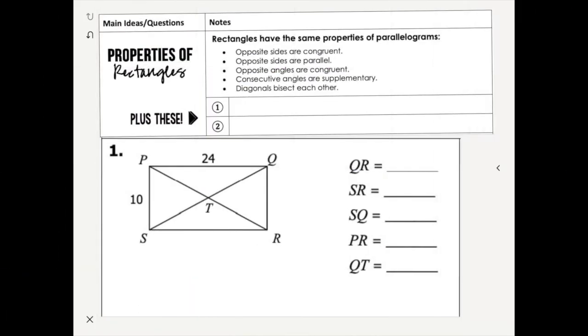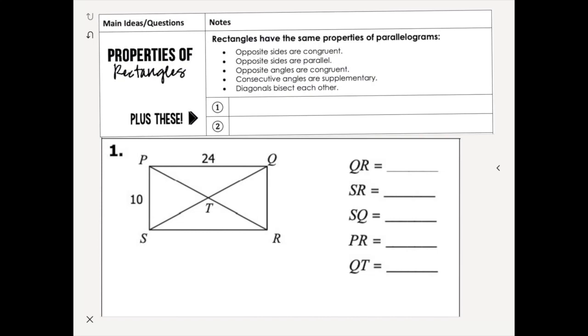So this next topic is on properties of rectangles. Rectangles have the same properties as parallelograms, but there's two additional ones. So they have opposite sides are congruent, opposite sides are parallel, opposite angles are congruent, consecutive angles are supplementary, diagonals bisect each other. They also have four right angles.